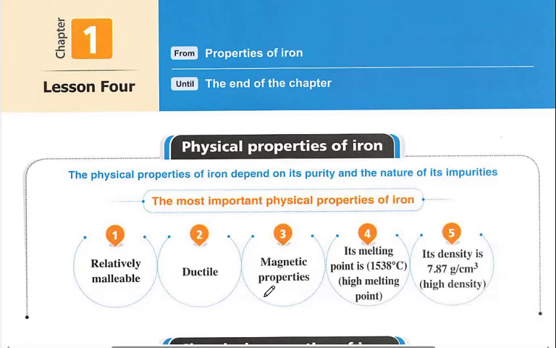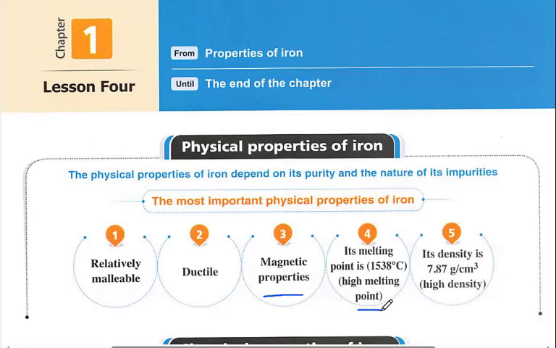Also, it has a magnetic property, and if you remember that the two main transition elements in the first transition series which have the magnetic properties are iron and cobalt, and this is a very important thing.